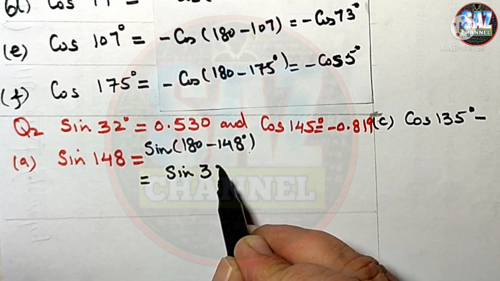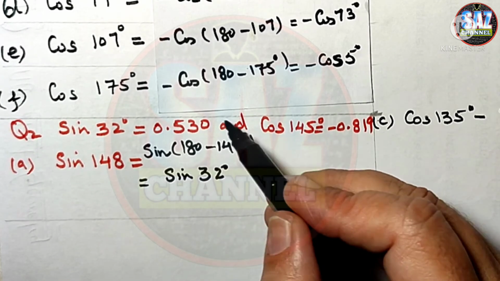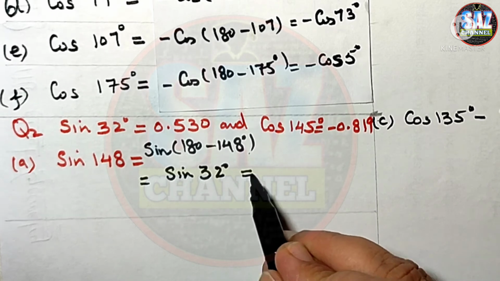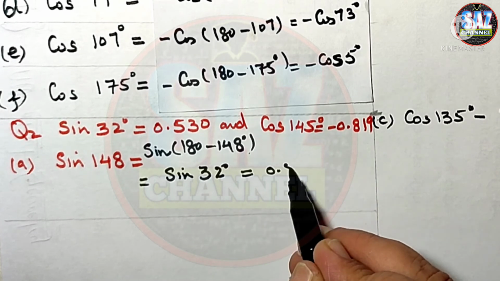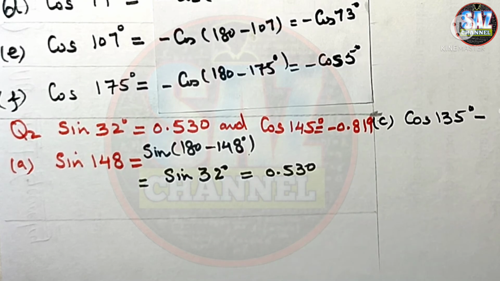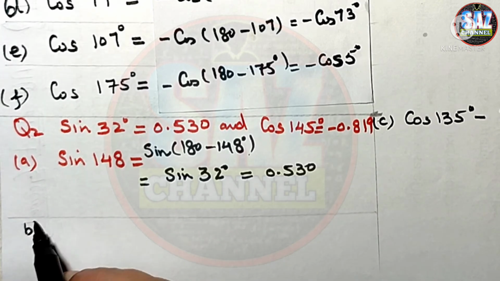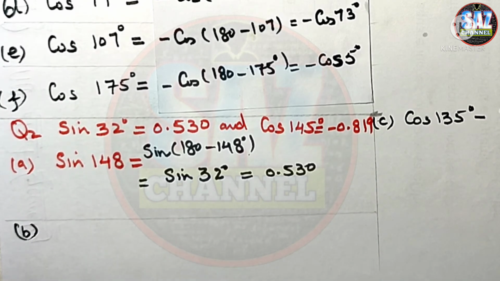And now look students carefully, the answer of sine 32 degrees is already given in the question. Very easy question, 0.530. Moving to the B part of the question, and B part is cos 35 degrees.